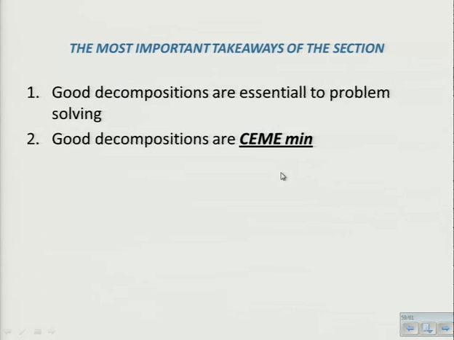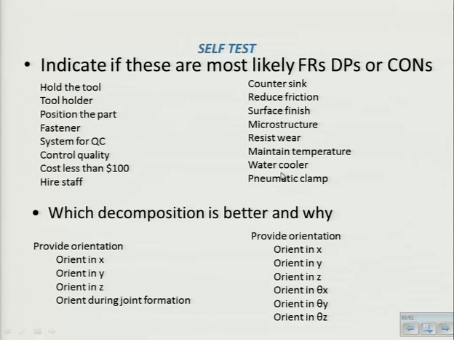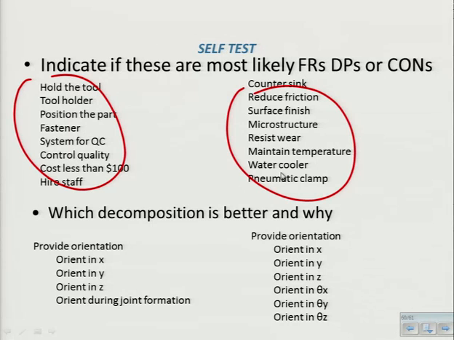All right, most important takeaways. Good decompositions are essential to problem solving. Good decompositions are see-me-min. All right, so here's a little self-test again to go through at the end of this lecture. So what you want to do is take a look at these items and these lists and see if they are better as FRs, DPs, or constraints. And then here are two decompositions, provide orientation. Which one is better and why?